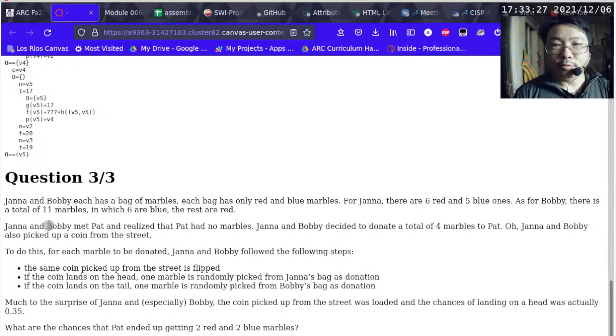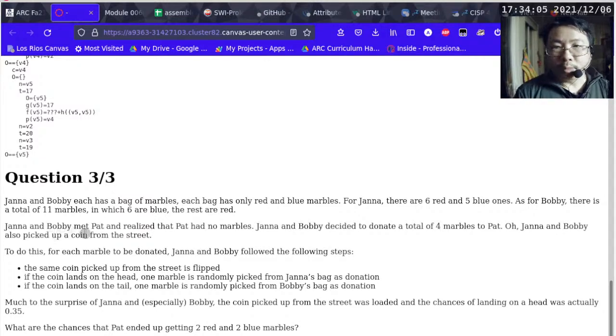Okay, so question 3 of 3 is we have Jana and Bobby. Each has a bag of marbles. Each bag has only red and blue marbles. So we don't have any third color, only red and blue. For Jana, there are 6 red and 5 blue ones, and for Bobby, there is a total of 11 marbles, in which 6 are blue, the rest are red. So in Bobby's case, there are 6 blue marbles and 5 red marbles, because each one can only have red or blue marbles.